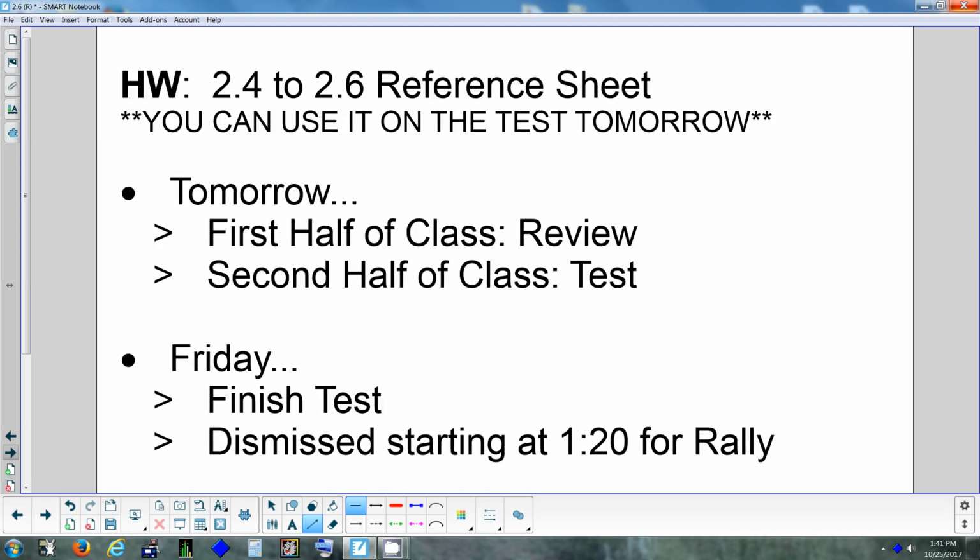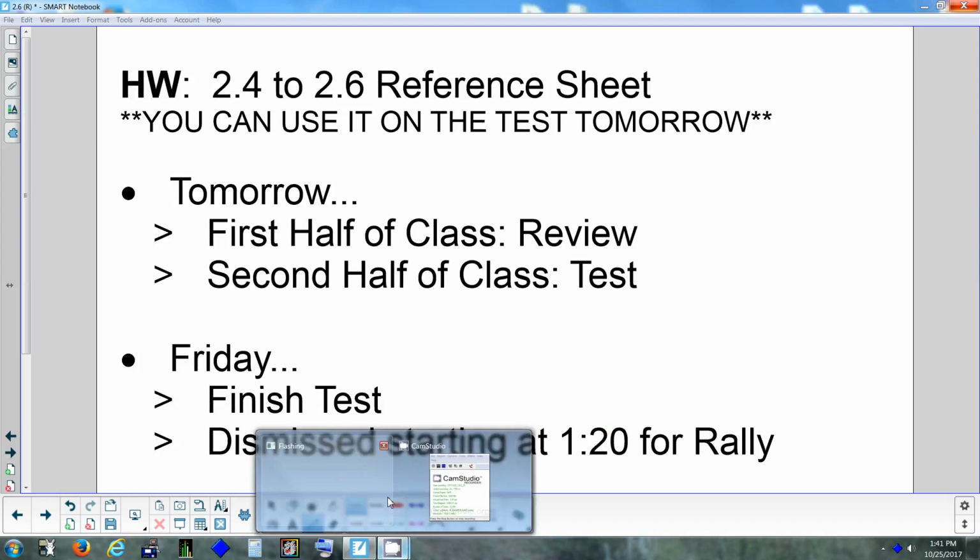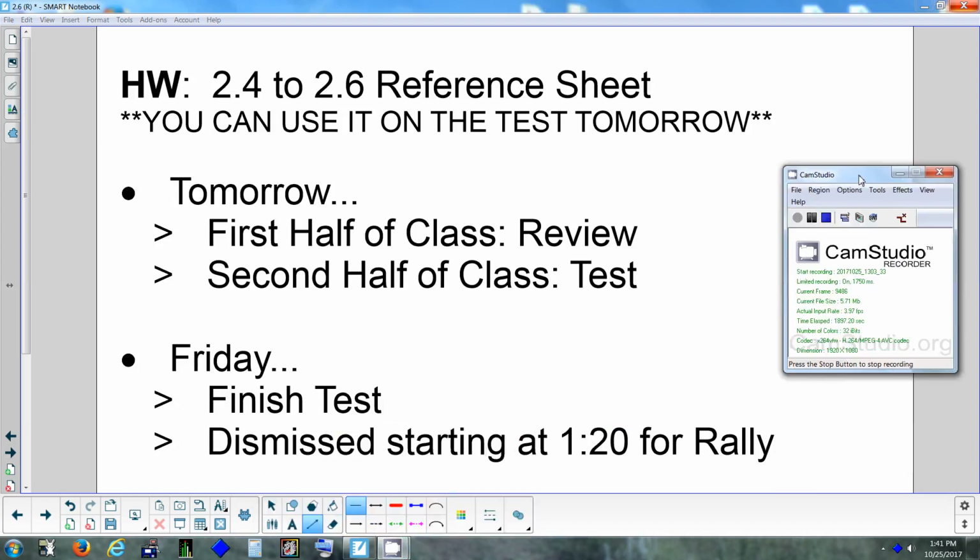Homework. Alright? Reference sheet. You can use it on the test tomorrow. So tomorrow, the first half of class, we'll do some more review problems. Nothing new tomorrow. We'll do some review for the first half, around when the bell rings to start period 8. That's when we'll start the test.